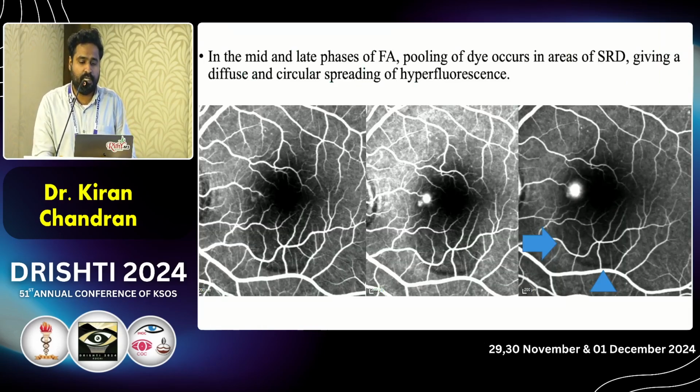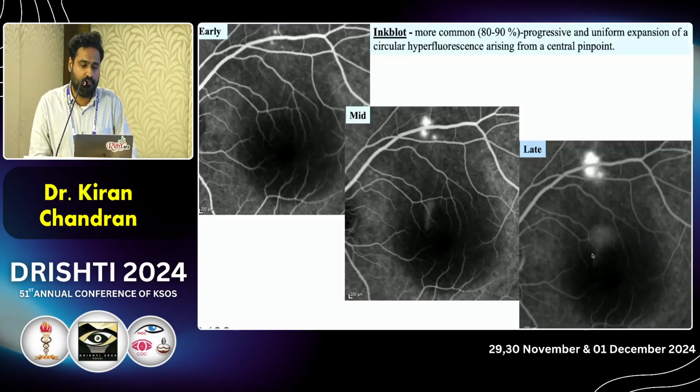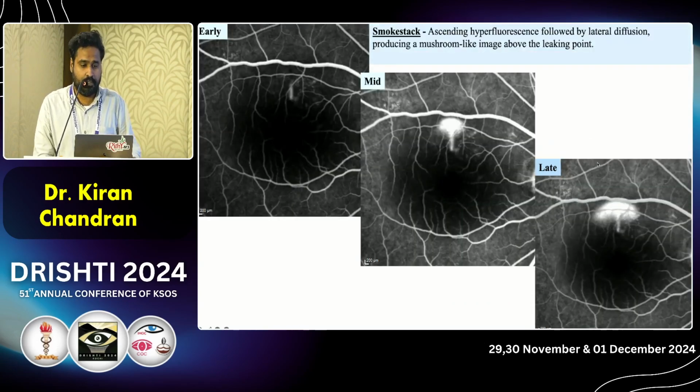And you also get pooling of the dye in areas of serous macular detachment, and it occurs due to collection of dye within the enclosed space. So here's an example of ink blot pattern where there is progressive and uniform expansion of this hyperfluorescent spot from the early to the mid phase, and there's leak from that area from a central pinpoint. This is a smokestack pattern in which there is ascending hyperfluorescence followed by lateral diffusion of the dye in a mushroom-like configuration towards the late phases.